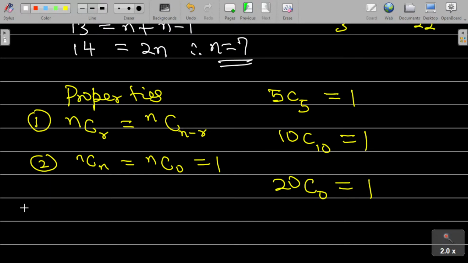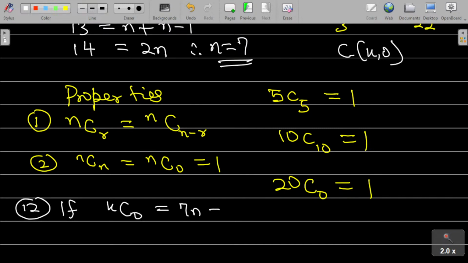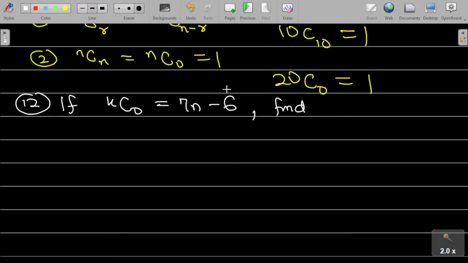So let's go to number 12. The second thing I just said is for number 12. Number 12 says if C(k, 0), I hope you know that C(k, 0) means k combination 0, is equal to 7n minus 6, then we should find n.